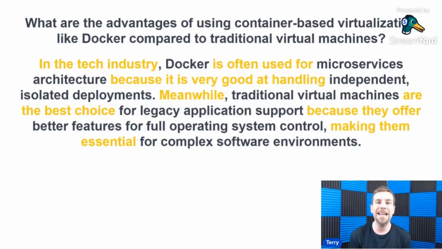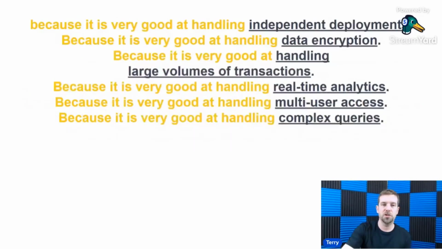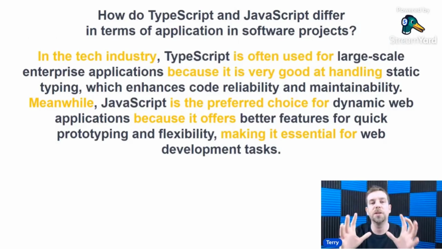So the parts in yellow are what you're going to use and repeat, but the other parts are where you build your own structure, okay? Because when we look at different features or different ideas, it's very good at handling independent deployments, data encryption, large volumes of transactions, real-time analytics, multi-user access, complex queries. So in your case, you should take some time to go into ChatGPT or just research a little bit to be ready about the technical specifications that you want to talk about for the framework, right? Next question with an example.